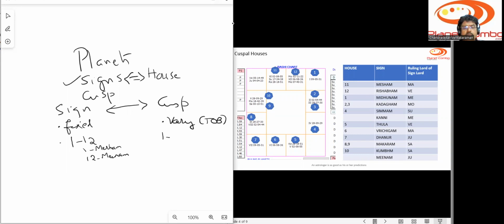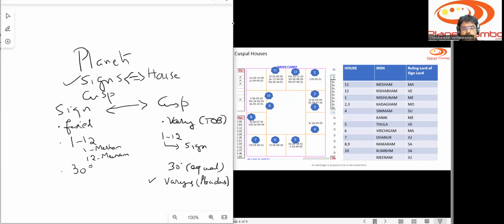Cusp is also numbered 1 to 12, but the first cusp can be in any sign depending on the time of birth model. The distance between any two signs is always 30 degrees, but a cusp can be 30 degrees. So this is called the equal model, or it can be varying. This is called the Placidus model. We will be recommending using the Placidus model to draw the chart because this is more accurate.